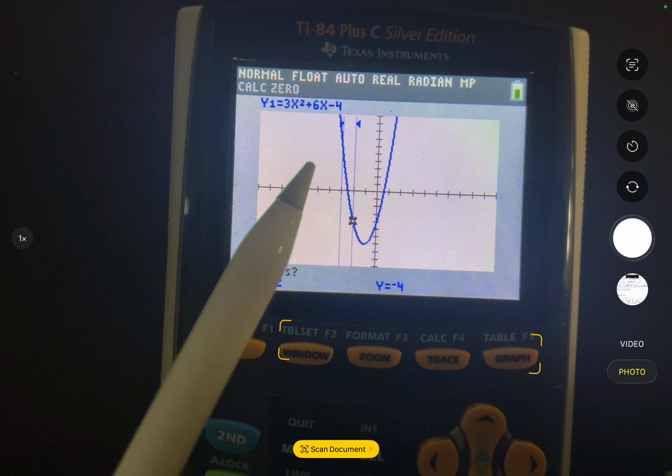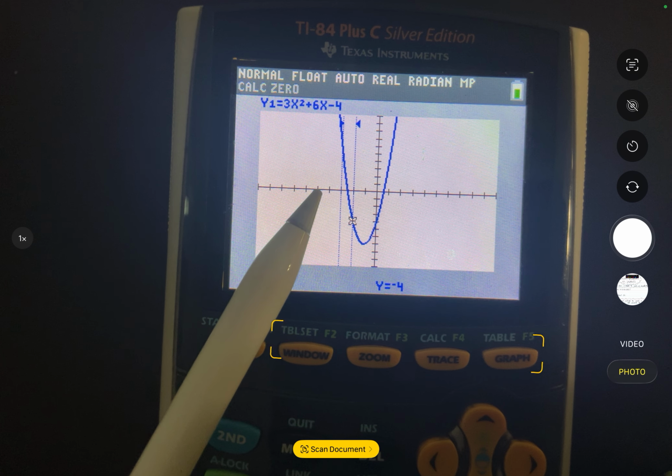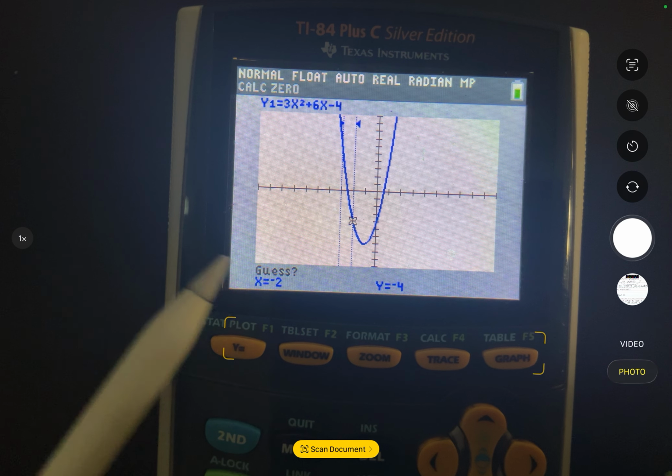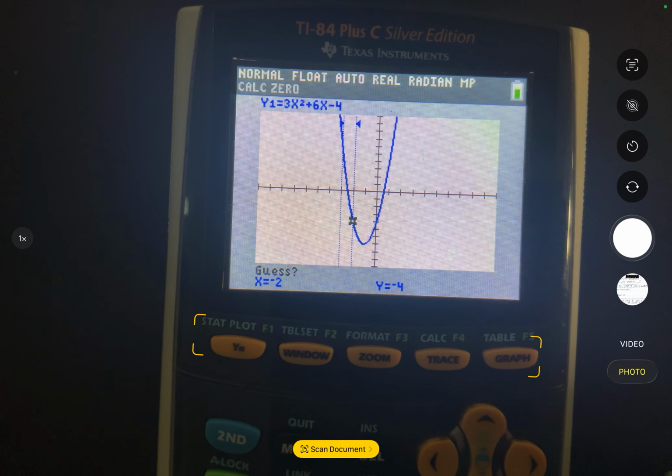So now I'm telling my calculator, I want you to search between -3 and -2 for that x-intercept. Now the last question it's asking you is to guess, and we're not going to guess, we're just going to press enter.